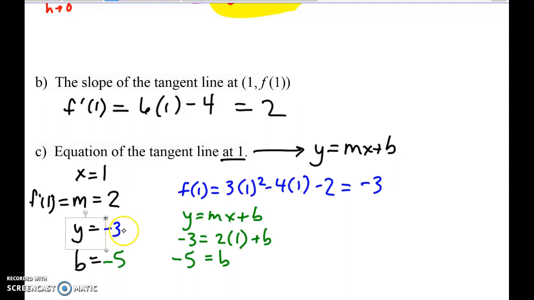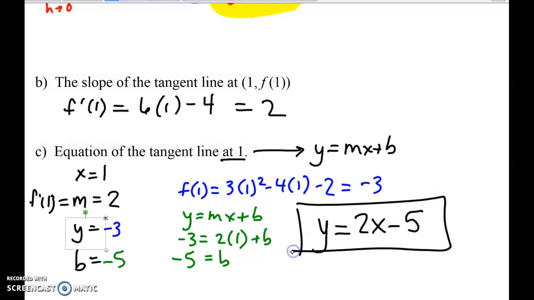So to find y, we put 1, the x, into our original function. That's at the top of the page. And we get y is negative 3. There's our y. When we know that, we can find b. Here's the equation. We put y in, we put the m, we put the x. We solve for b, which is minus 5. So our equation of that tangent line is y equals mx plus b, with the m and b filled in. It doesn't say in general form, so that's good enough.